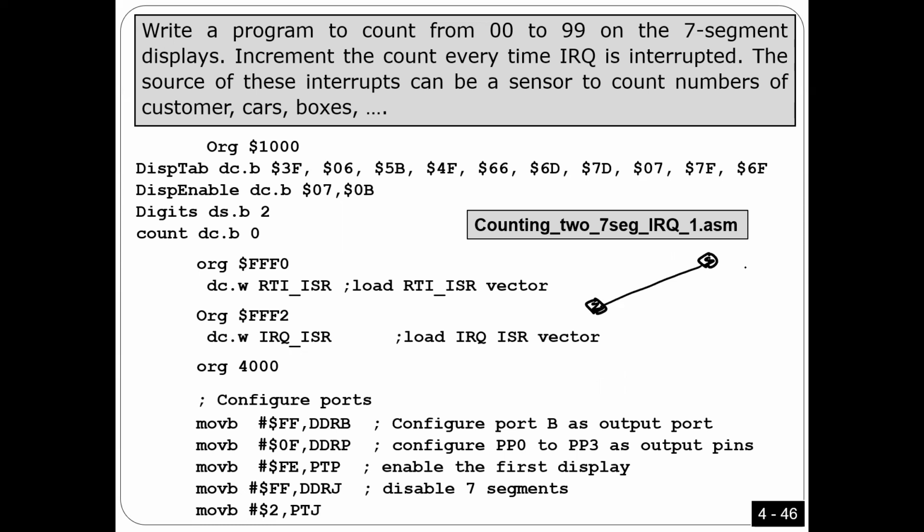You have infrared light. For example, I can put it at the door of a shopping mall or Walmart or whatever. Every time you break this line, and this one is connected to IRQ, you are going to generate a falling edge, for example. So this way, I can count how many people entered the store.